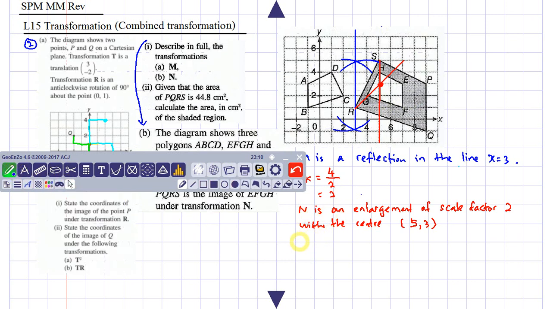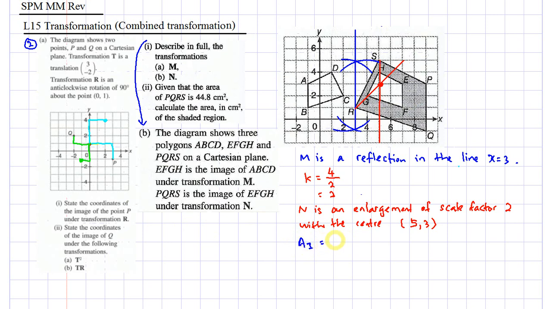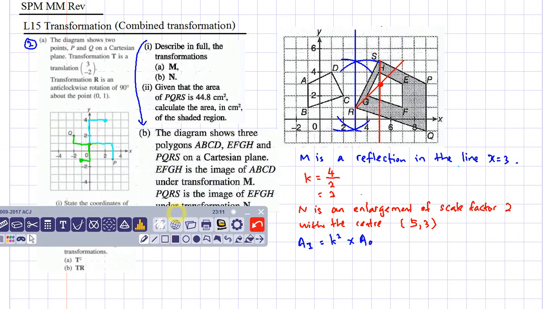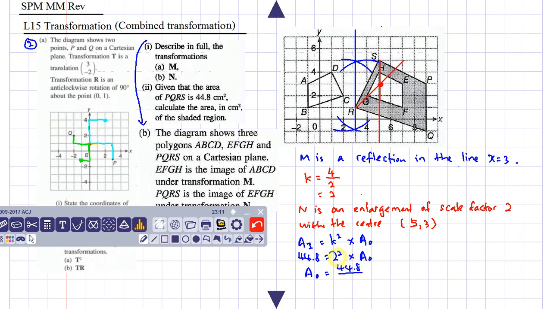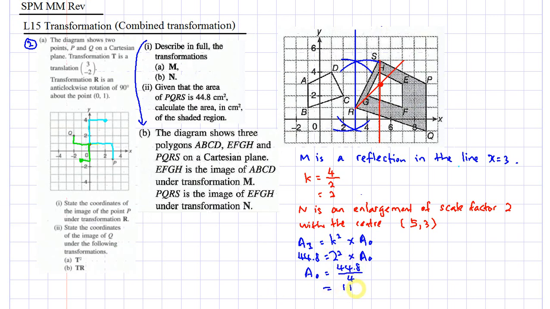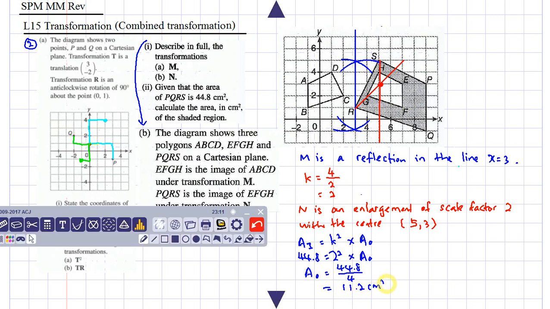Same formula again. Area of image equals k squared times area of object. So area of image is 44.8. 44.8 is equal to k squared, the k is 2 squared, times area of object. Okay, so we know area of object is equal to 44.8 divided by 4, right? So it will be 11.2. Okay, so this is the area of EFGH.